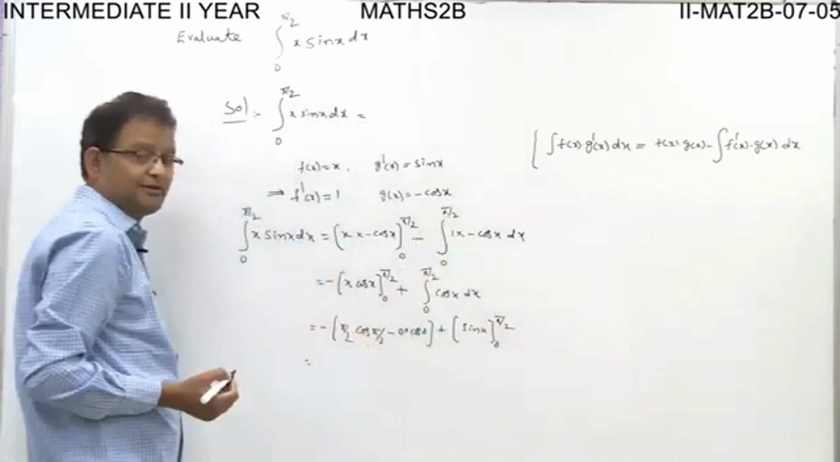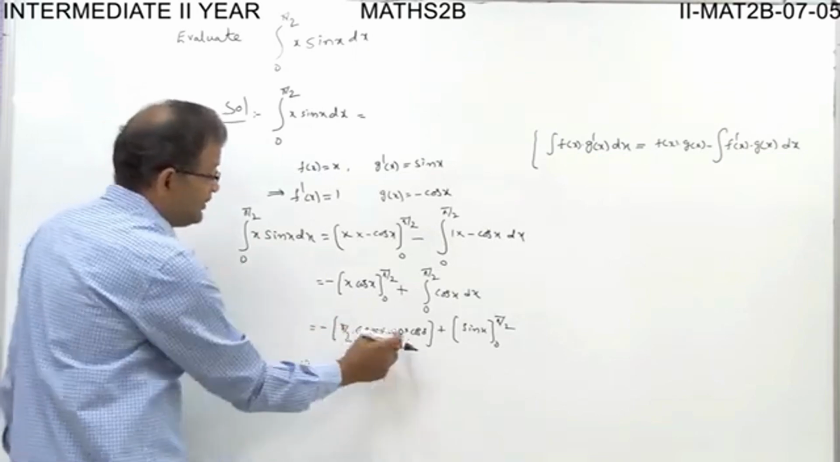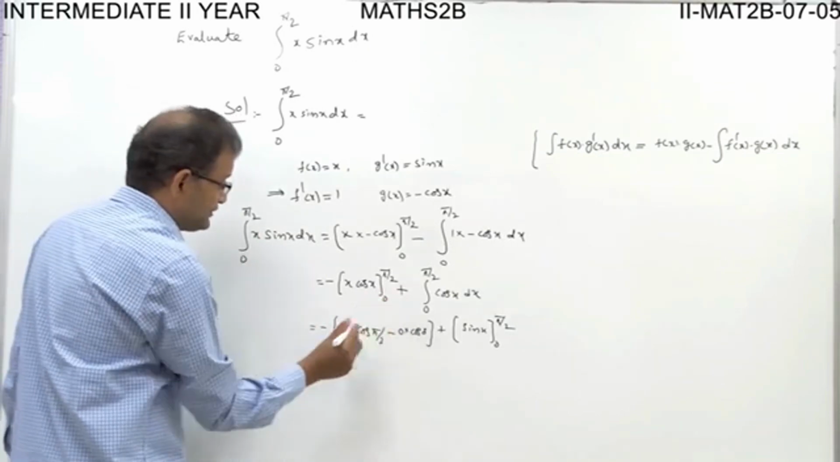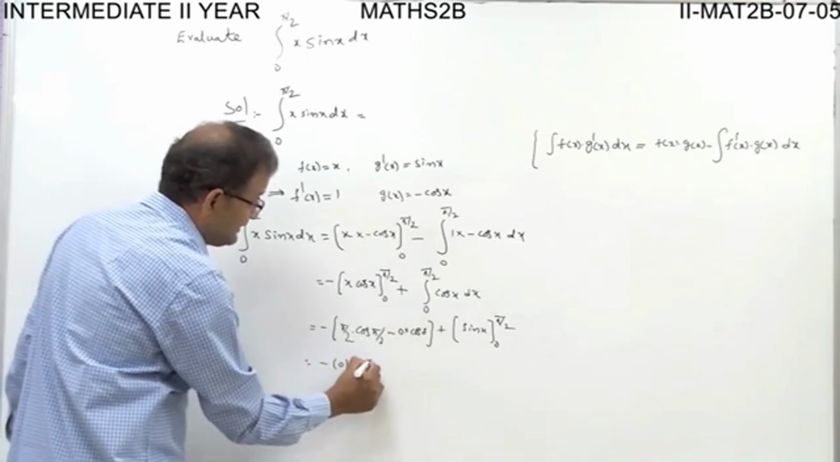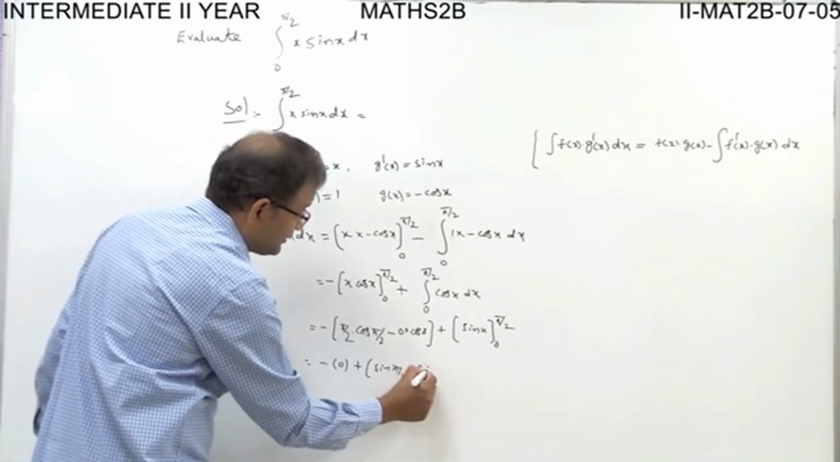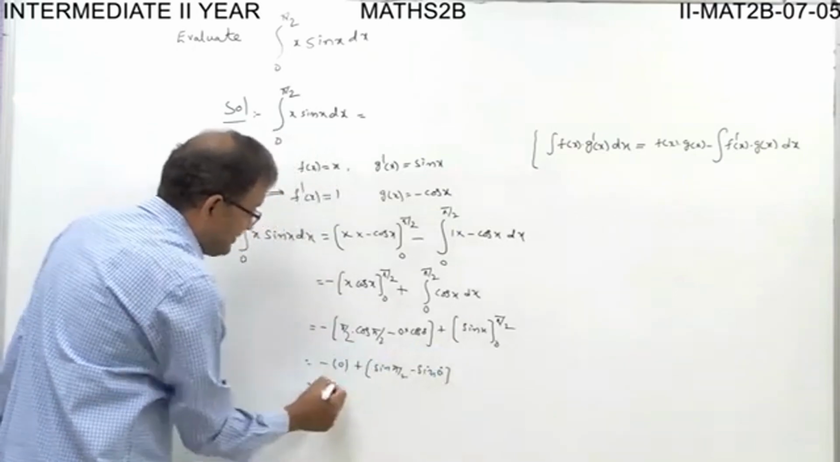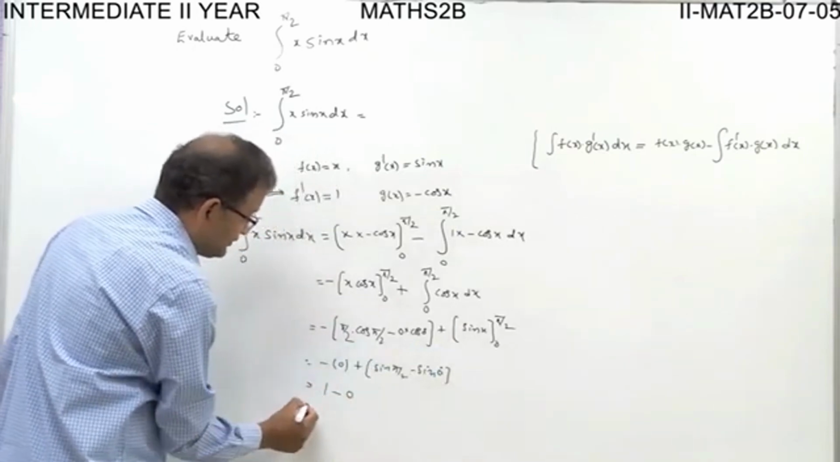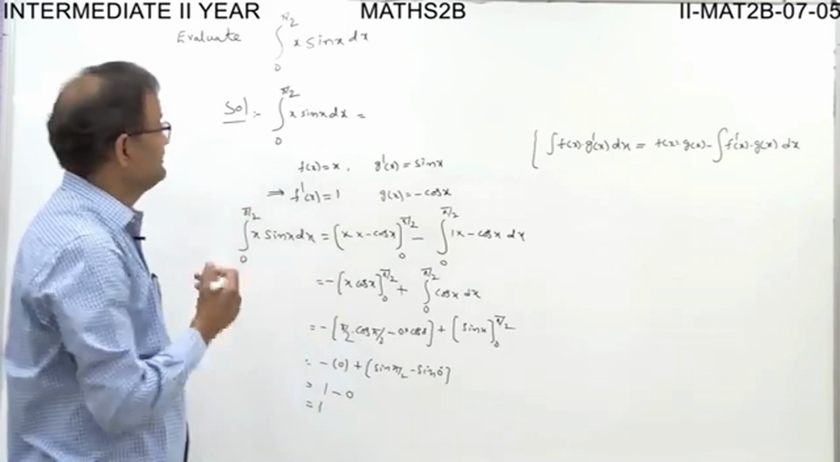Here cos pi by 2, cos 90, is 0, 0 into pi by 2 is 0, cos 0 is 1, 1 into 0 is 0. This is totally minus 0, plus integral sin pi by 2 minus sin 0, upper limit minus lower limit, sin pi by 2 is 1, sin 0 is 0, 1 minus 0 is 1. That is the answer for this problem.